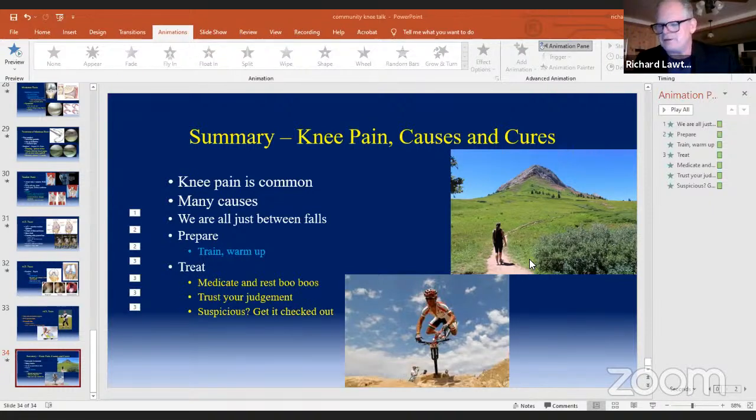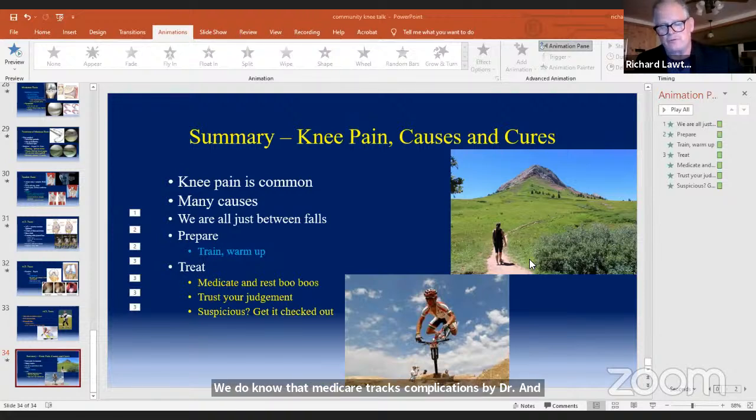We do know that Medicare tracks complications by doctor and by institution for Medicare patients. So if you go to a Medicare website, including one of the offshoots or one of the consumer data companies called ProPublica, ProPublica has sort of harnessed the data from sources, including Medicare, and they will show which surgeons have higher complication rates, which isn't to say they're any better or worse than other doctors, but it can be an indicator of quality.